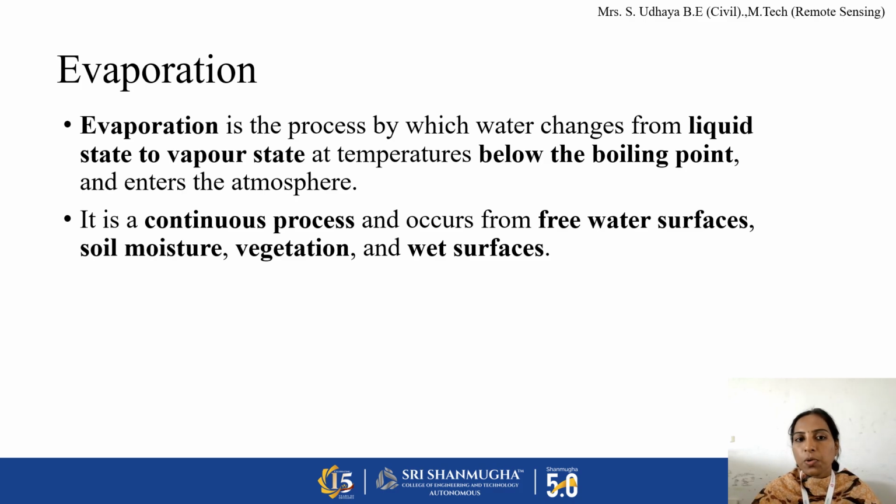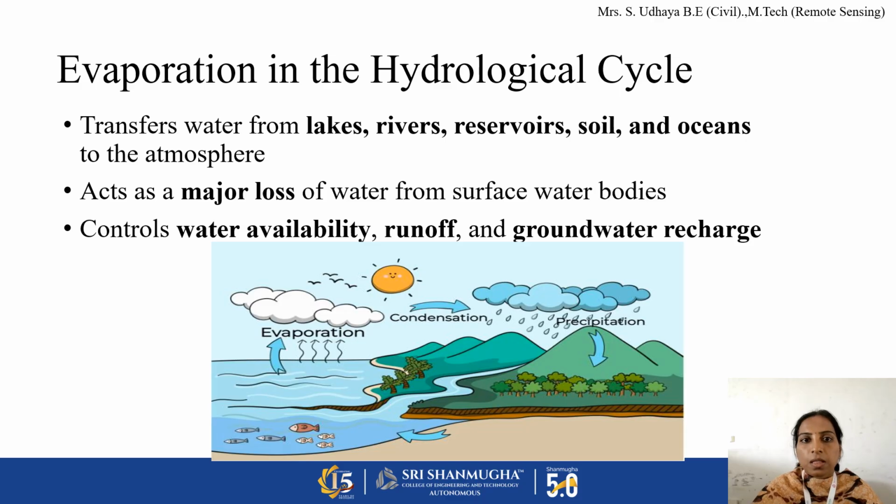Below the boiling point, generally it is the process which affects the surface water bodies, and due to its continuous process, soil moisture is getting reduced and vegetation is getting affected due to loss of moisture from surface water bodies. Evaporation is one of the important phenomena in our hydrological cycle. It transfers water from lakes, rivers, oceans, reservoirs, and also from groundwater. So it acts as a major loss of water from surface water bodies.